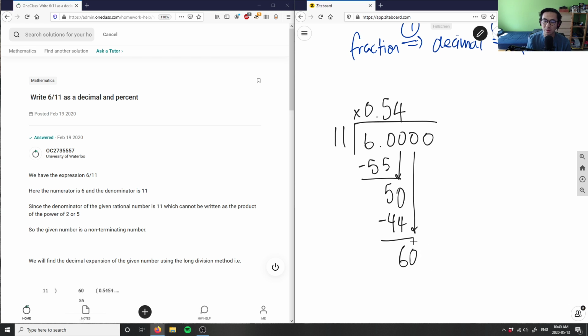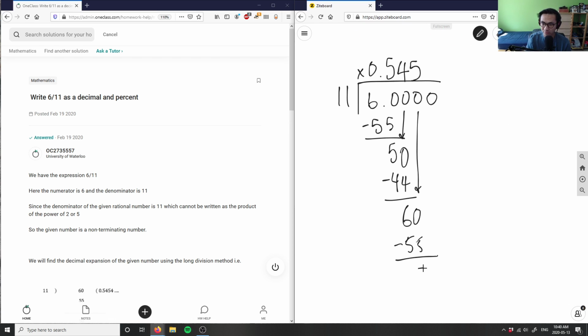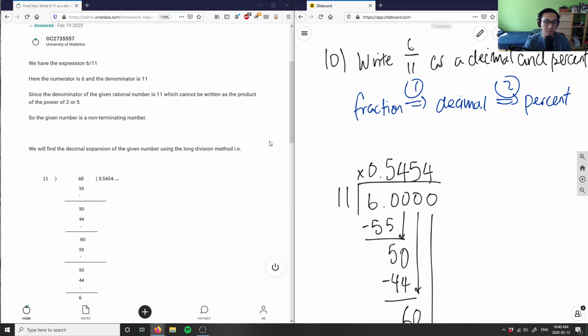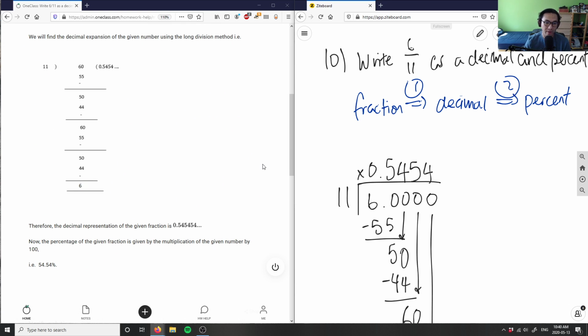And then 11 times what number is closest to 60? Well, 11 times 5 is 55. 60 minus 55 is 5, and bring down the 0 again. And as you can see here, it actually repeats. 11 times this is 4 again. So it's not going to be a nice decimal. It's going to repeat. 0.54 is going to repeat. So it's 0.54, 54, 54, 54, etc.